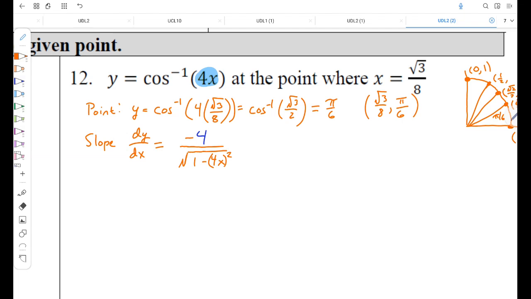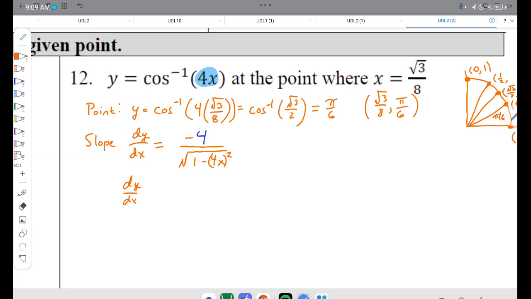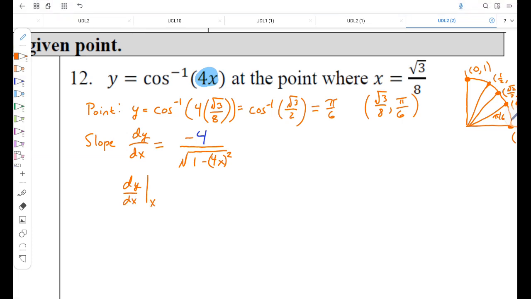So that is our derivative. All we need to do is evaluate our derivative at the point x equals square root of 3 over 8. And that's still going to give us negative 4 in our numerator. In our denominator, we are going to get the square root of 1 minus. Now, don't do repeat calculations. We had to do 4x before. Back in cosine inverse, here we did 4x and got root 3 over 2. So 4x is still root 3 over 2. So I'm just going to say root 3 over 2, but squared.